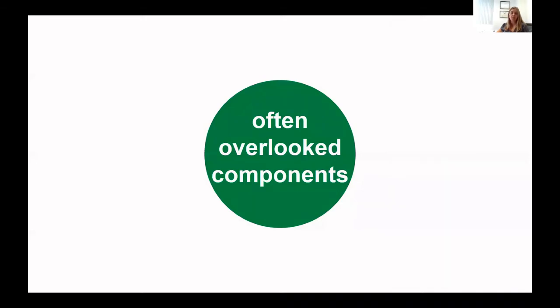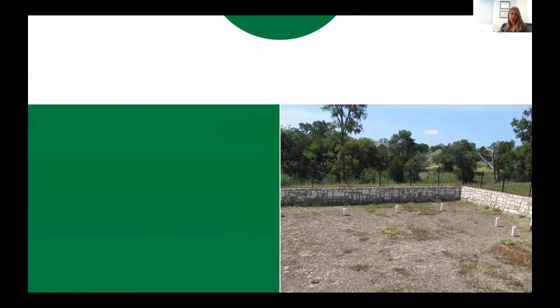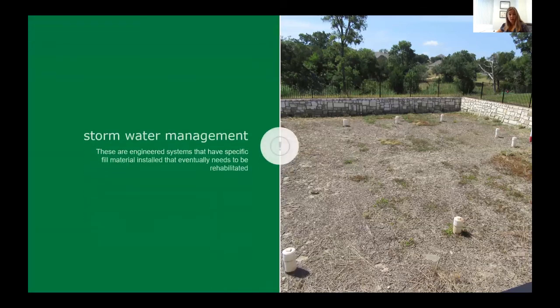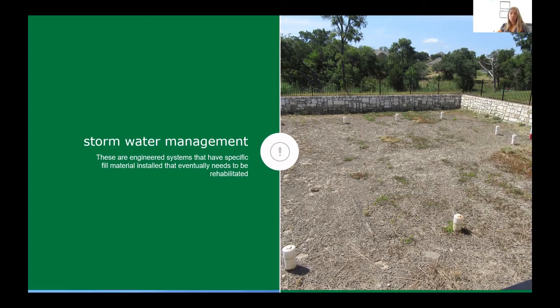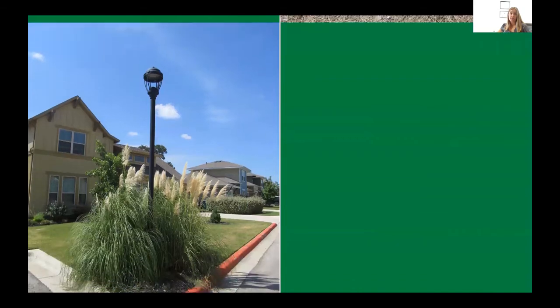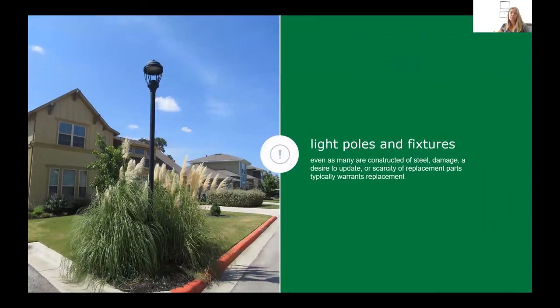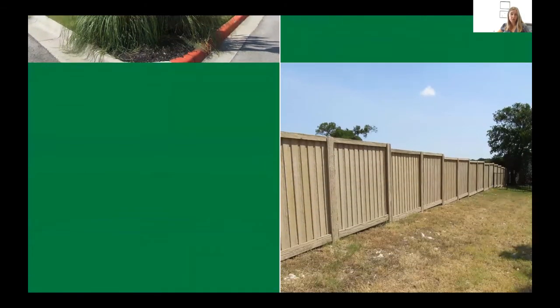So what are some often overlooked components? Stormwater's often forgotten about. Sometimes there are chamber systems, vault systems in urban areas, or even these large ponds out in more suburban areas. There are capital expenses associated with those. Lighting, people think these steel poles will last forever, but they will get damaged over time and parts will become obsolete. So it's important to make sure those are included.